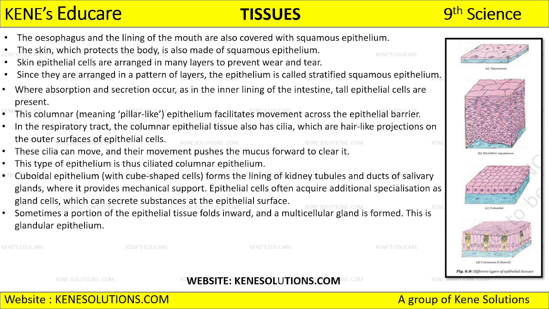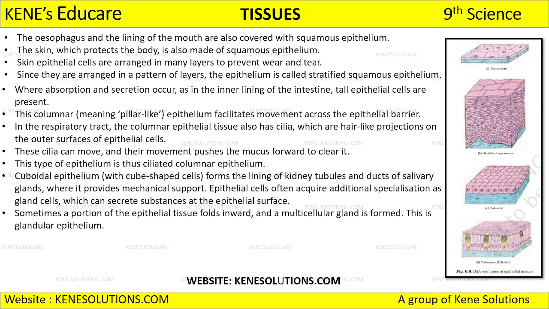Now cilia, always remember, are hair-like projections which are present on the outer surface of the epithelial cell. This cilia can move, and because they are able to move, they are going to push the mucus forward to clear it. This type of epithelium is the ciliated columnar epithelium. Columnar means they are column-like, and ciliated means they have hair-like projections on them.